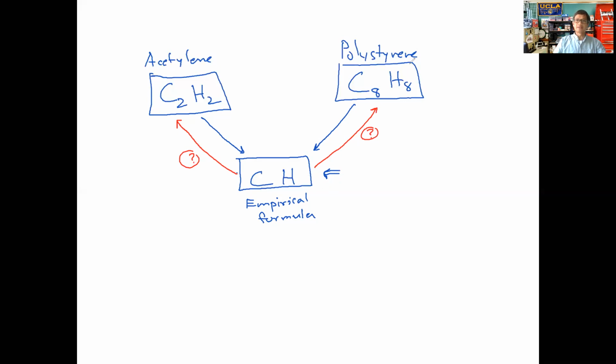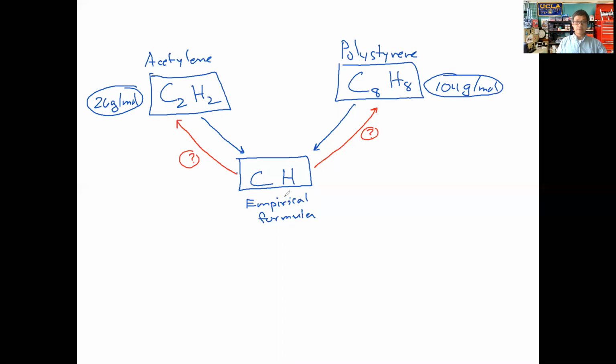Let's go ahead and find the mass, and I'm going to erase this really quick. So let's find the mass of acetylene here. So 2 carbons, 2 hydrogens. The mass here is 26 grams per mole. Okay, so this is the mass of this compound. Let's do the same thing for this compound. The molar mass of this compound, which is 8 carbons and 8 hydrogens, is 104 grams per mole. Okay, so this is the molar mass of this.